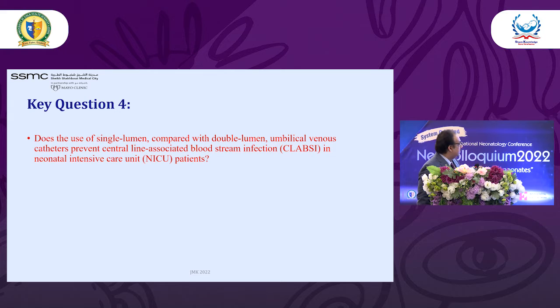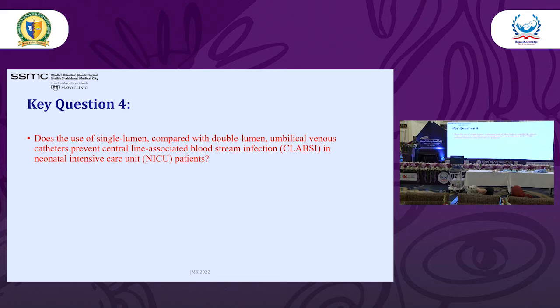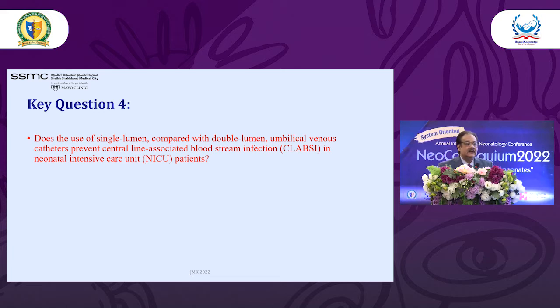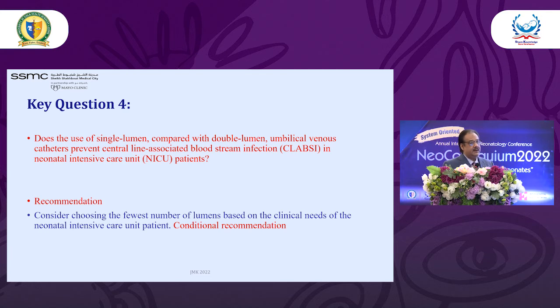The 4th question: does the use of a single lumen, compared with a double lumen, umbilical venous catheter prevent infection? So what do you think? Of course, single lumen is better than double lumen. But if you need a double lumen, you need a double lumen. Again, the simpler the central line, the fewer the complications and the better the outcome. So consider choosing the fewest number of lumens.